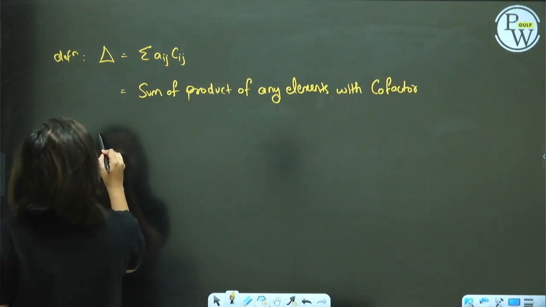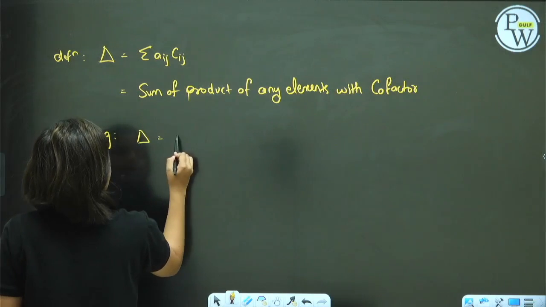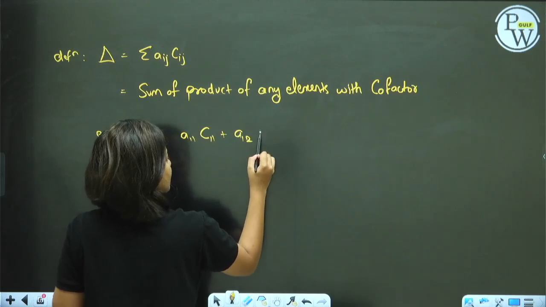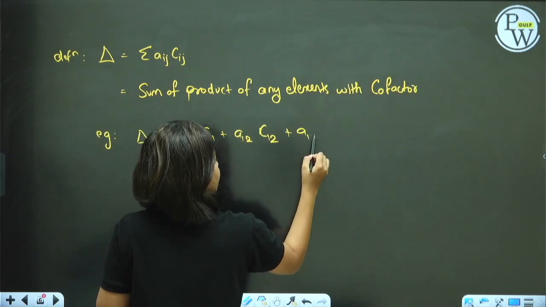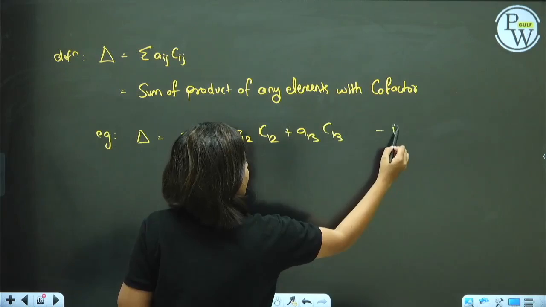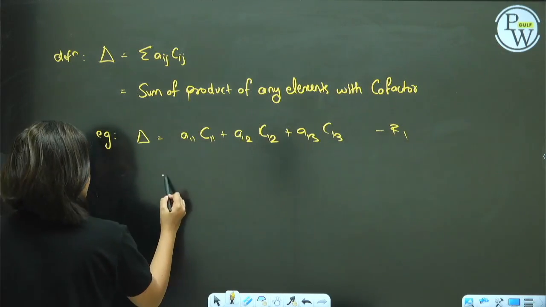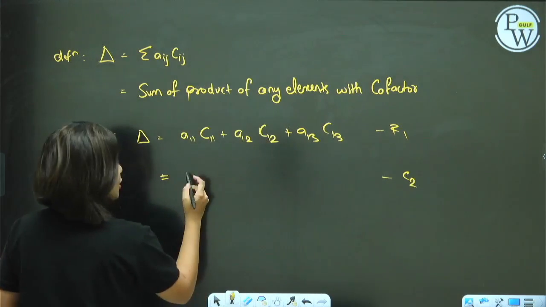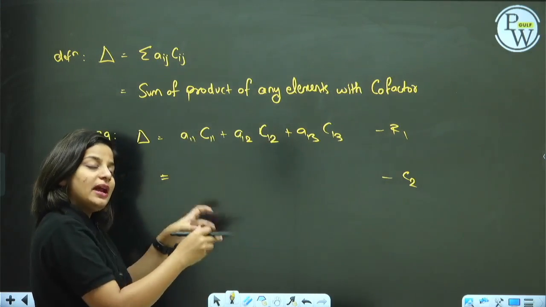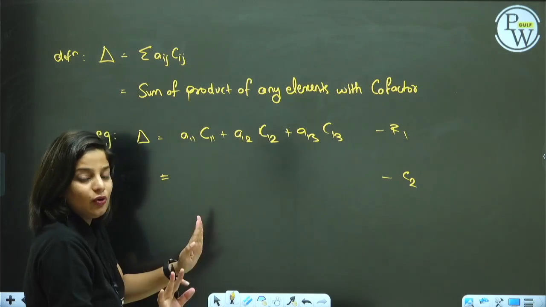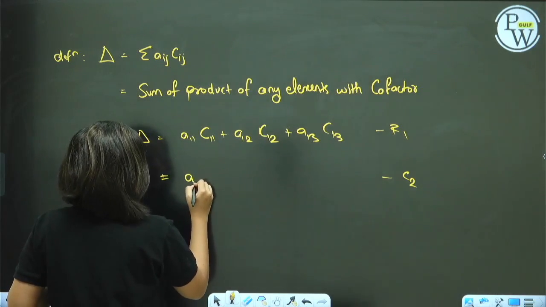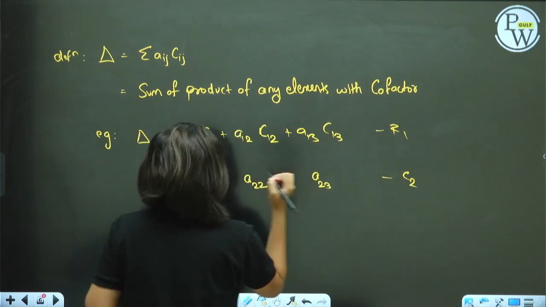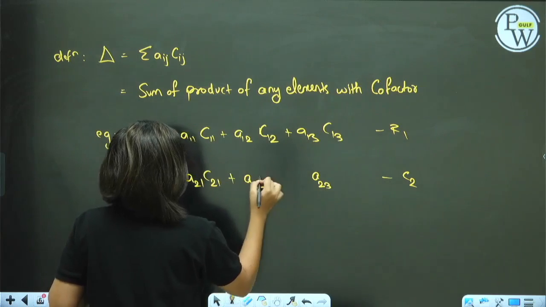Example, delta is equal to A11 C11 plus A12 C12 plus A13 C13. Can you see this is expansion along row 1? Similarly, if you are expanding along column 2, you take the elements of column 2 and multiply by its own cofactor. No other cofactor, its own cofactor. Column 2 elements will be A12, A22 and A32, multiplied with its own cofactor.